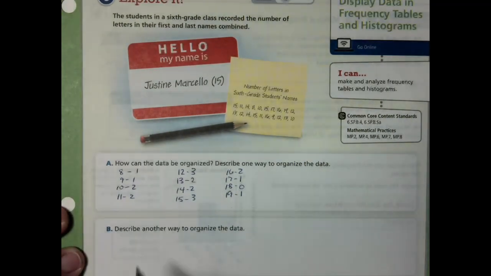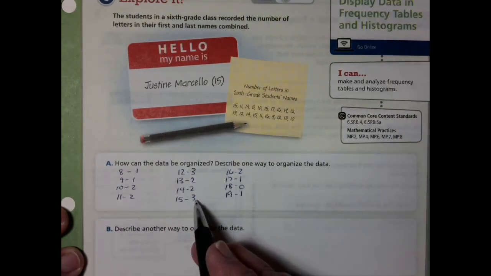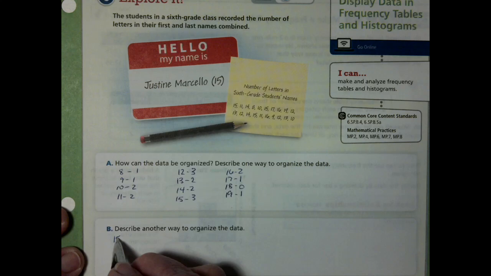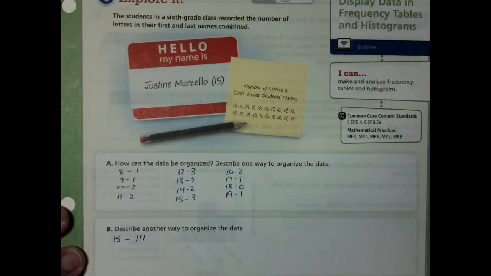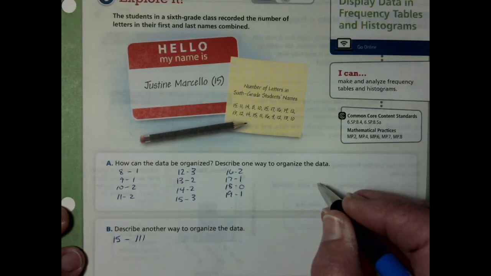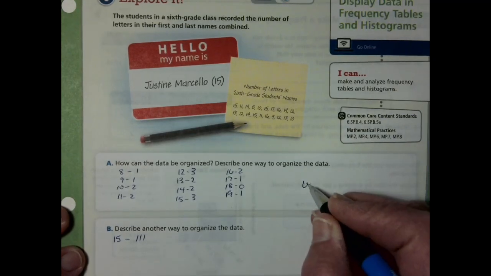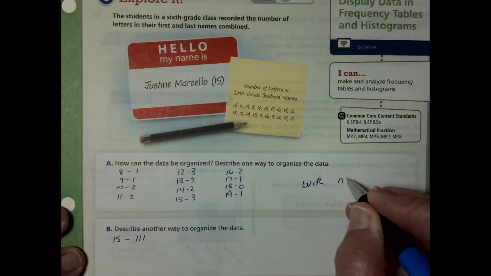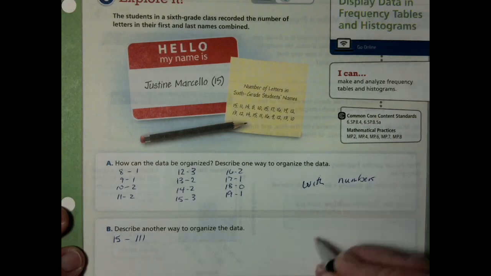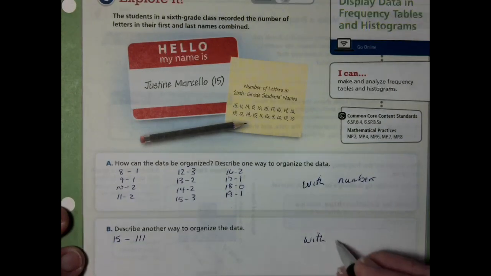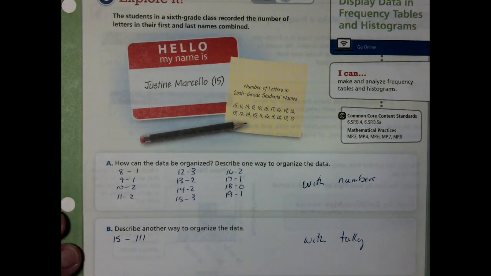Could I also do it with tally marks? For example, the one that showed up 3 times. Could I do it with tally marks? 1, 2, 3. Could I do that? Sure I could. So it could be done with numbers or tally marks. The word is tally, T-A-L-L-Y. These are tally marks. Okay?